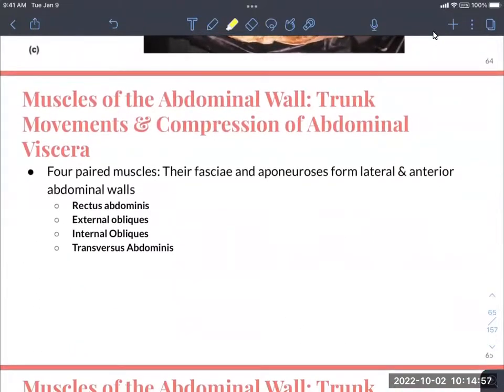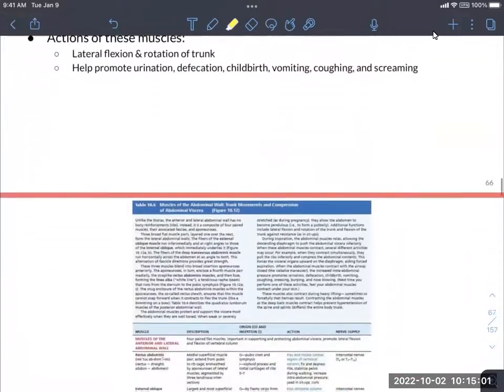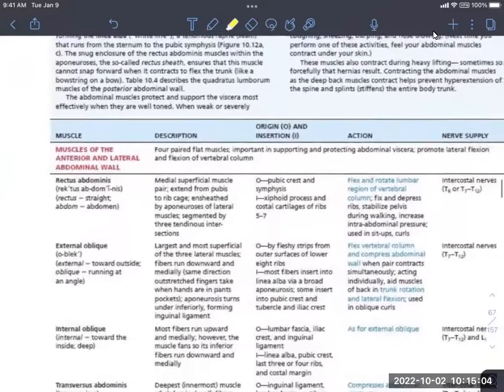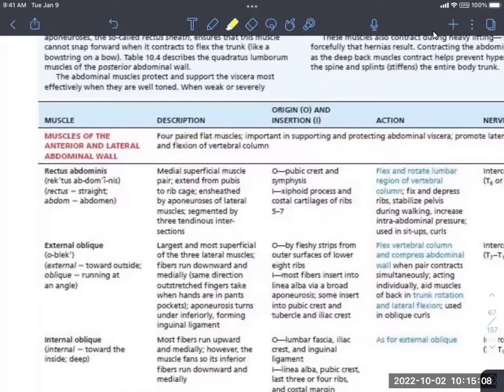So let's look at the muscles of our trunk, and let's look at our abdominal muscles here. Our first one, rectus abdominis. Again, that is the muscle that you see if somebody has really nicely defined abs. That rectus abdominis originates at the pubic crest and the symphysis, and it inserts at the xiphoid process and the costal cartilage of the ribs. What does that rectus abdominis do? Well, it helps to flex and rotate the vertebral column.